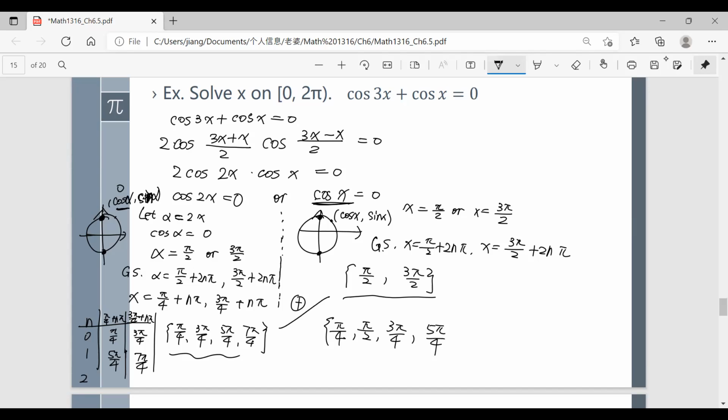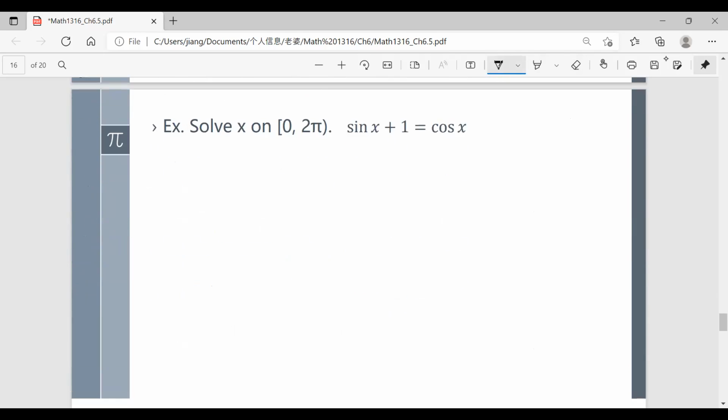This one is 3 pi over 2. Seven pi over 4. This is the final solution. Let's see. Okay, let's move on to the next one.